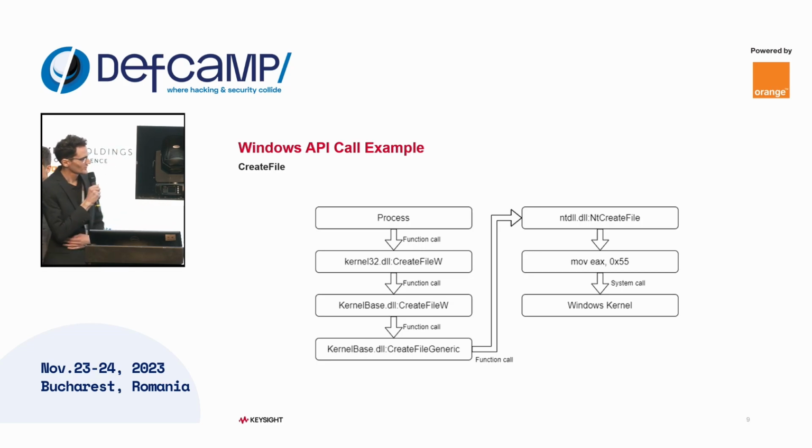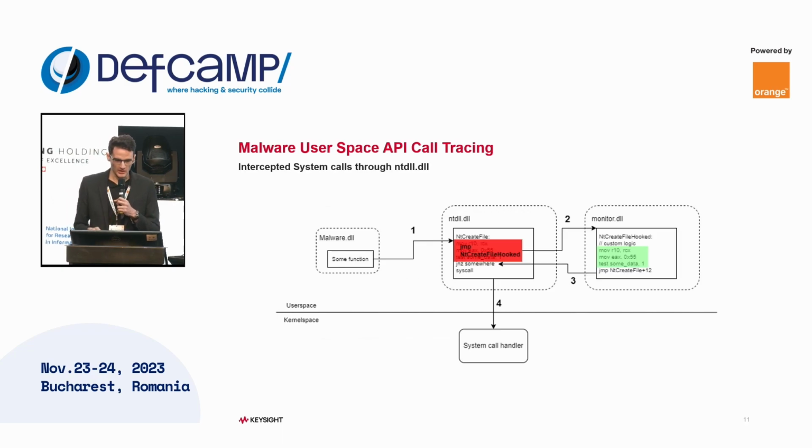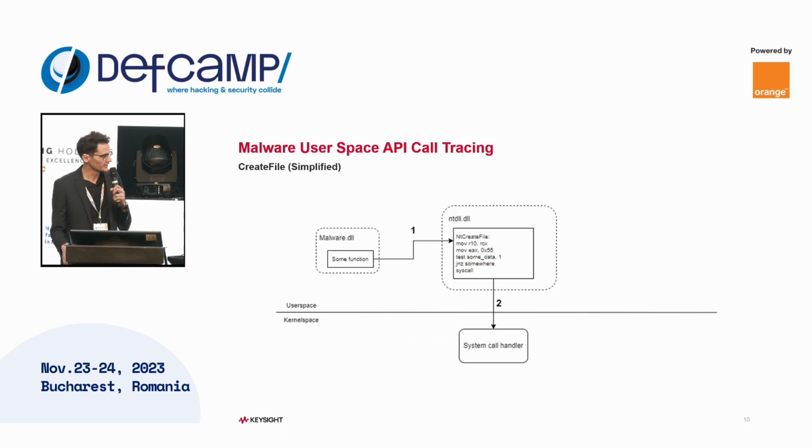Thank you, Mihai. Okay, so moving forward, let's consider this very simple example. We have one malicious application. We have a malware which wants to write a file on the disk, right? At some point during its execution, it will either directly or indirectly reach NtCreateFile from the ntdll in order to create a file on disk.